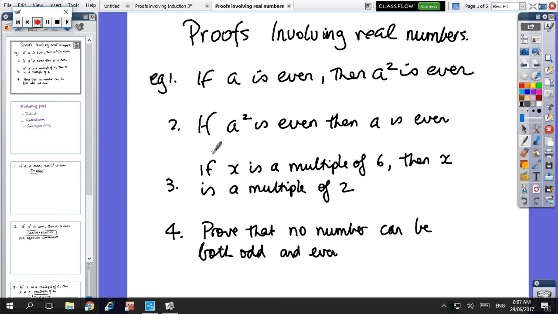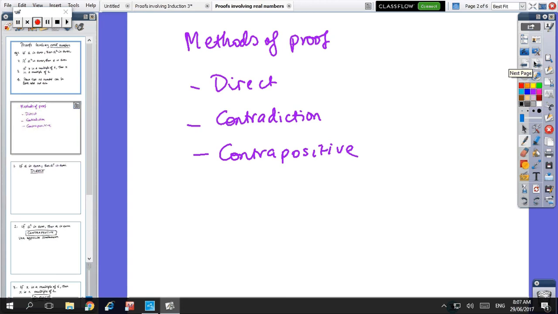If a is even, then a squared is even. And then second one I'm going to reverse it. If a squared is even, then a is even. If x is a multiple of 6, then x is a multiple of 2, and prove that no number can be odd and even. So I'm talking about real numbers. In the next one, there'll still be real numbers, but they'll be proving irrationalities. Okay, so looking at methods of proof, we've got direct proof, contradiction, contrapositive. There's other methods, but these are the ones we'll be using in these ones.